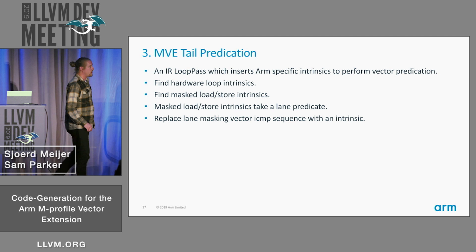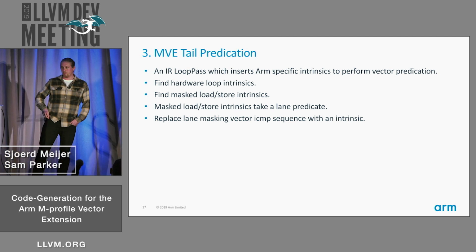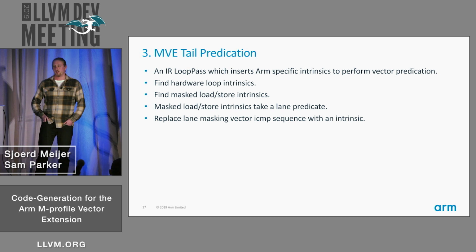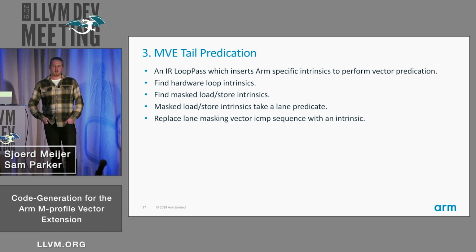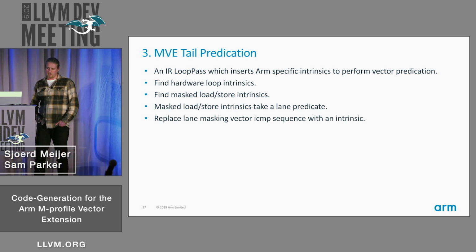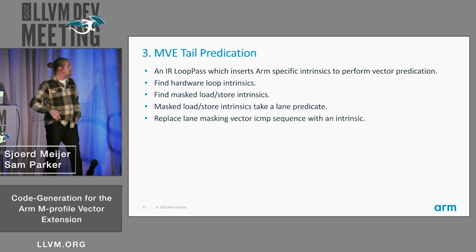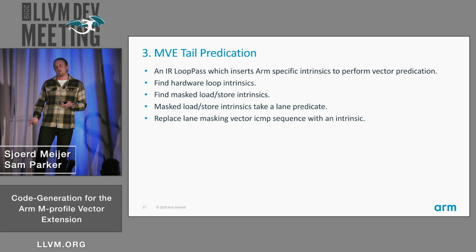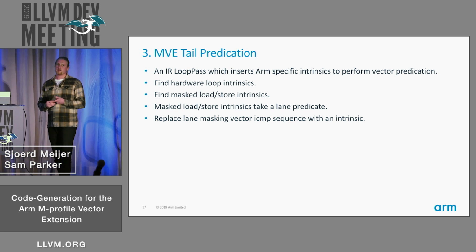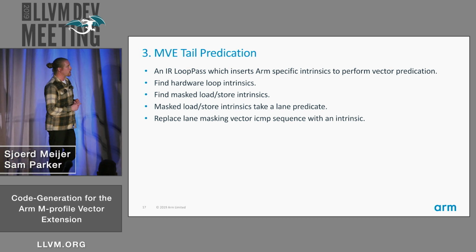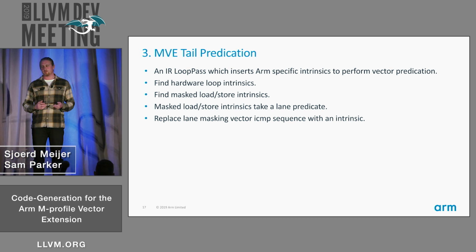So once we have our hardware IR loop, we're going to have an ARM-specific path for MVE tail predication. Again, this is a loop IR pass, and then we're going to insert ARM-specific intrinsics. The first step is that we need to find those loop intrinsics that we added in the first place. We're also going to be looking for masked load and store intrinsics, and these will be generated by the vectorizer when it folds control flow or it's done its tail folding.